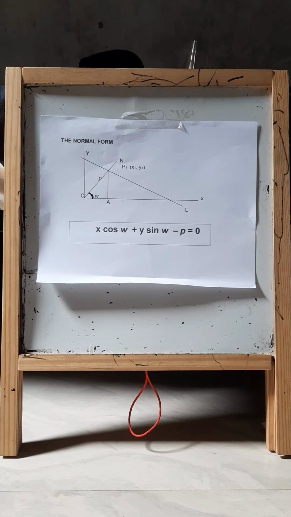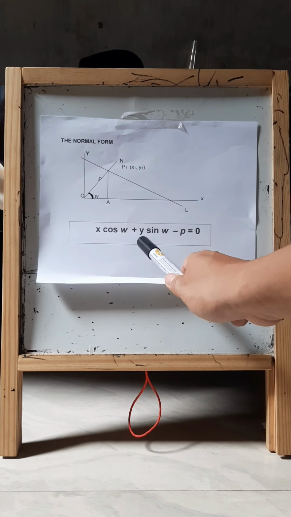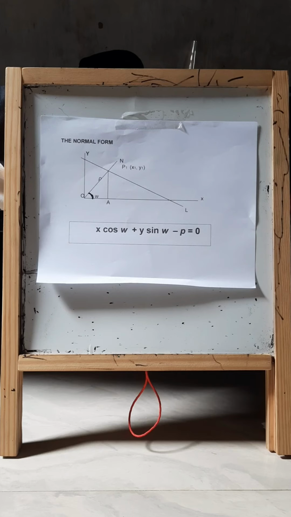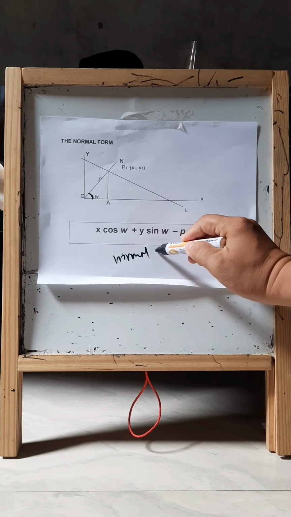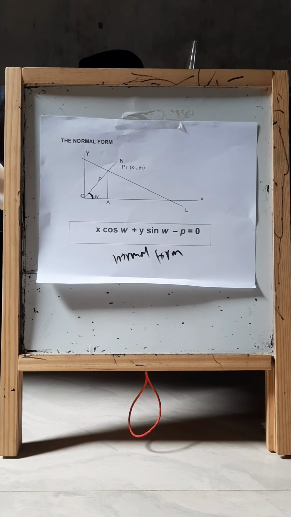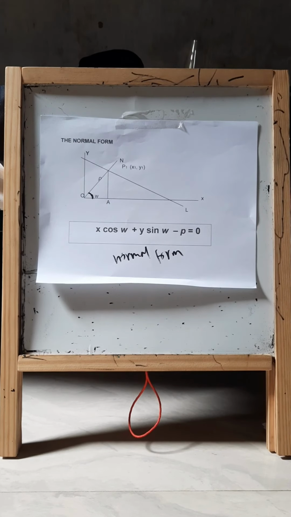So from this figure, we can derive a new equation which is x cosine W plus y sine W minus P is equal to 0, which is now what we call the normal form of the equation of a straight line. So this is the equation of the normal form. Try to memorize. Also the general form, ax plus by plus c equals 0. So normal form, this is x cosine W plus y sine W minus P equals 0. So in trying to solve for the value of cosine W, a scientific calculator is needed.